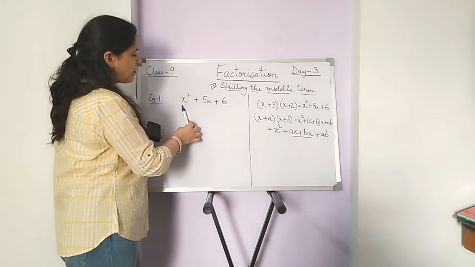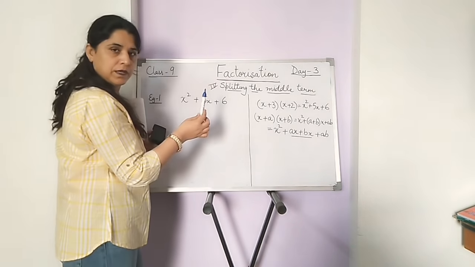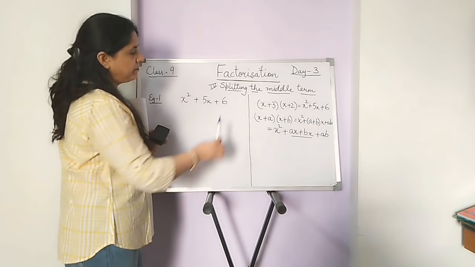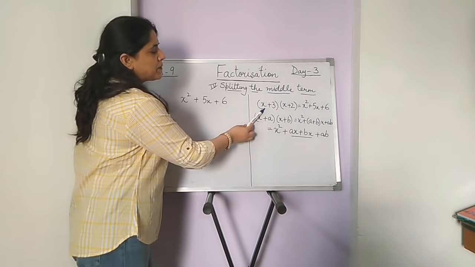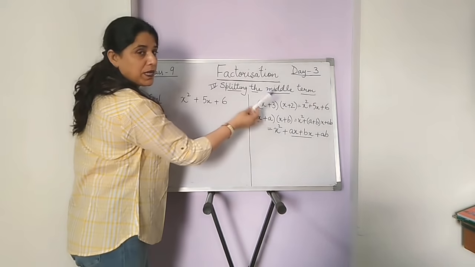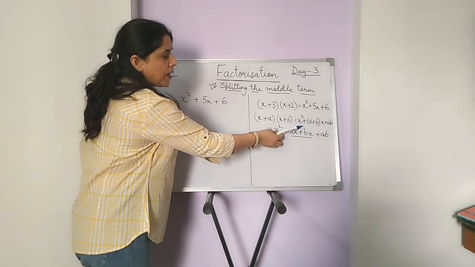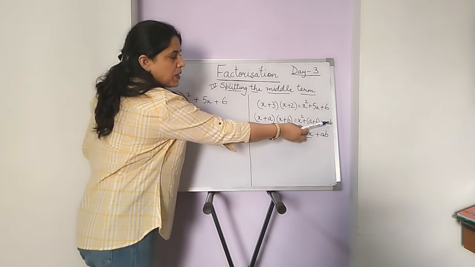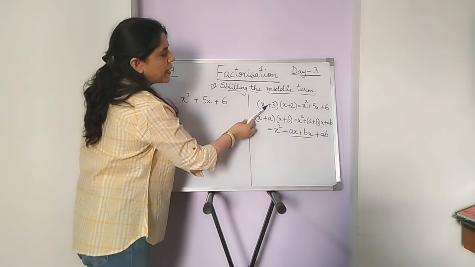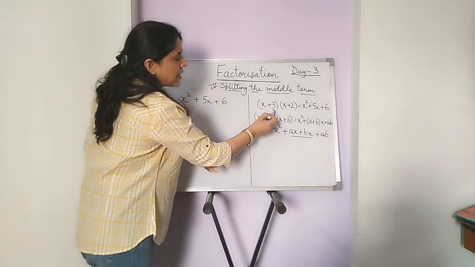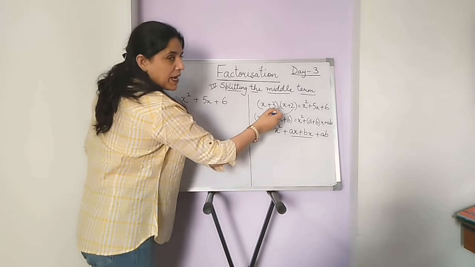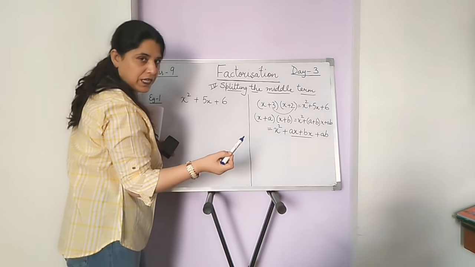I've been asked to factorize x square plus 5x plus 6. How will I factorize this? Just look at this here. I have written the answer: x plus 3 into x plus 2. The formula we know, if you remember, x plus a into x plus b gives x squared plus a plus b into x plus ab. Here, same thing: x plus 3 into x plus 2 is x squared plus the sum of the second terms, 3 plus 2, is 5x, plus the product of the second terms, that is 3 into 2, which is 6.